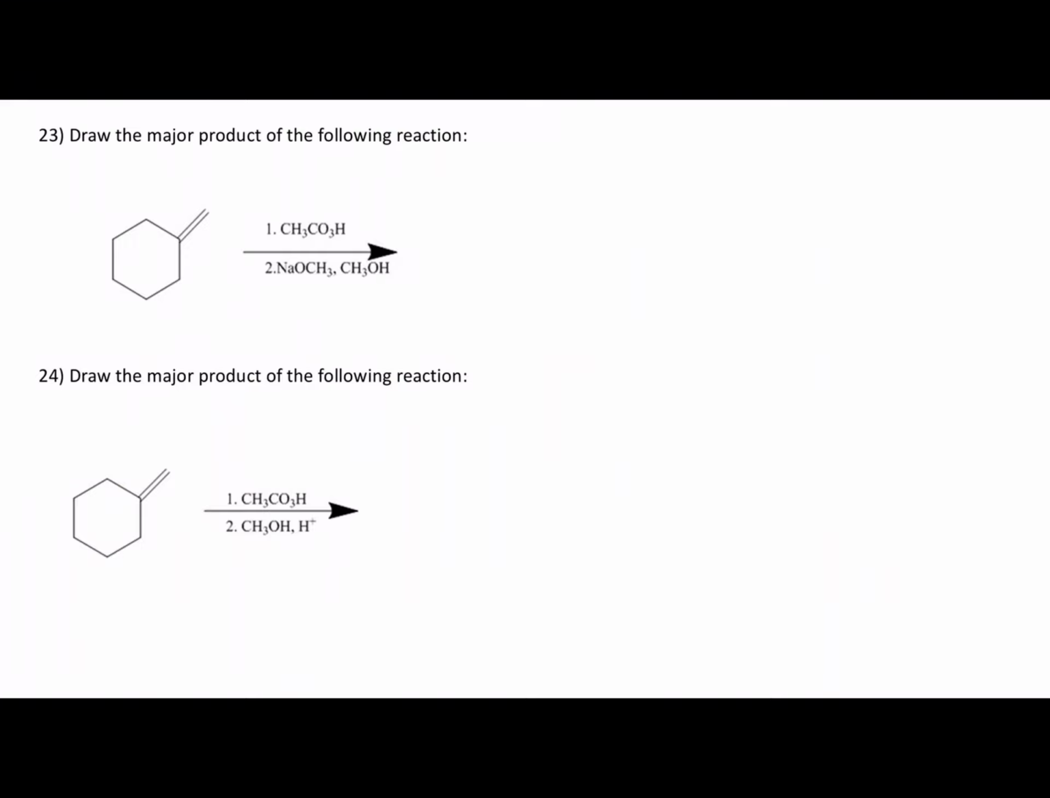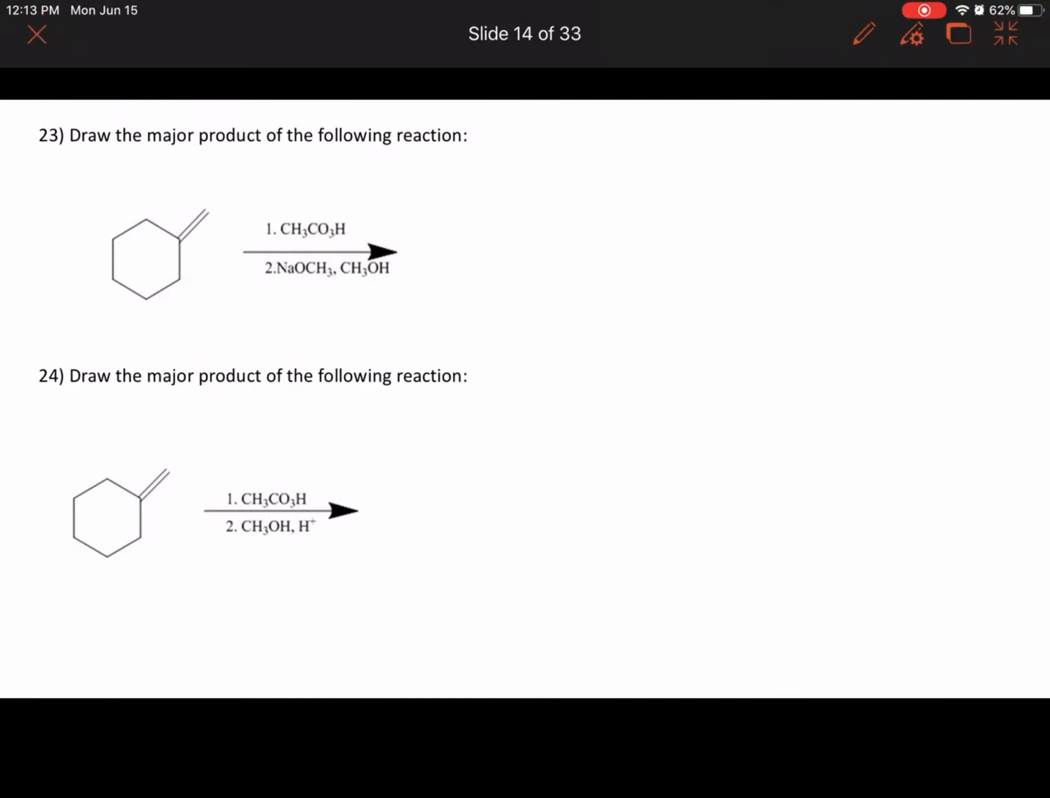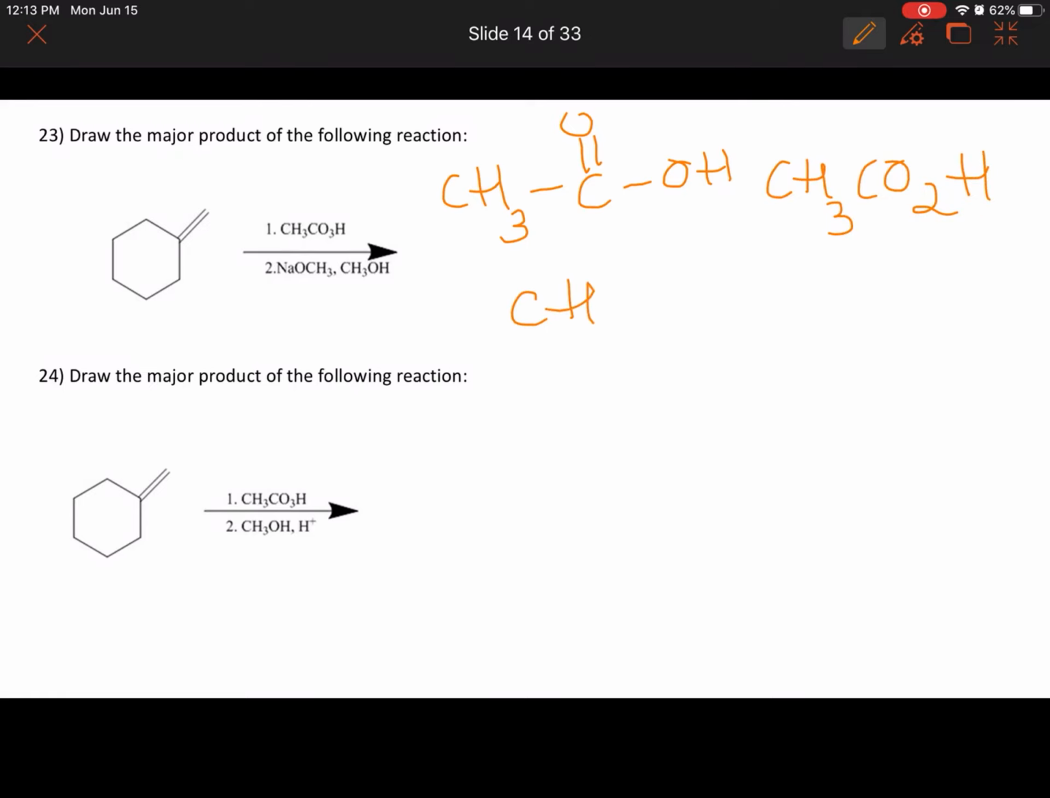Now, question number 23. Draw the major product of the following reaction. We have an alkene. We are going to react this with CH3CO3H. This is not a normal acid. Normal acid is CH3CO2H. Here you can see there are 3 oxygens, which is a peroxy acid. This is a normal acid, CH3COOH, carboxylic acid.